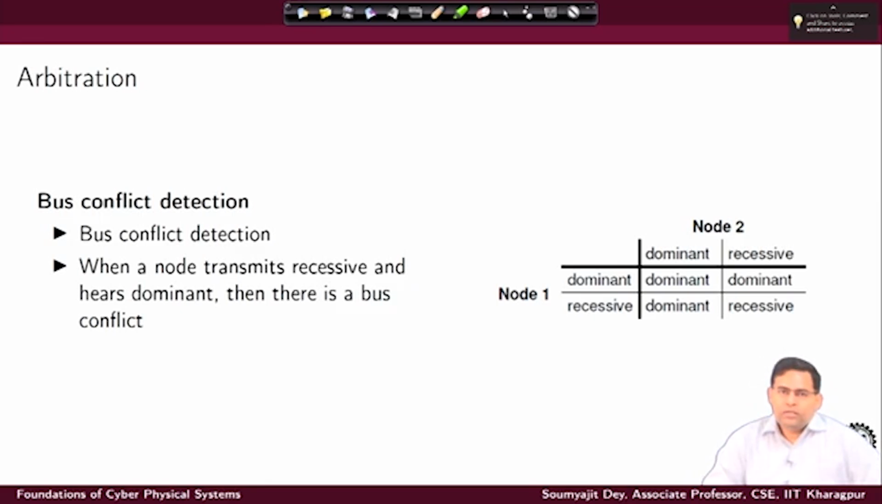So as we can see, since we are interpreting dominant as a logical 0, and that is the voltage difference situation, essentially it's like an AND that is happening. The operation we are doing is AND with dominant being logical 0, right? And the result is 1 only when both of the nodes are giving a logical 1, right?